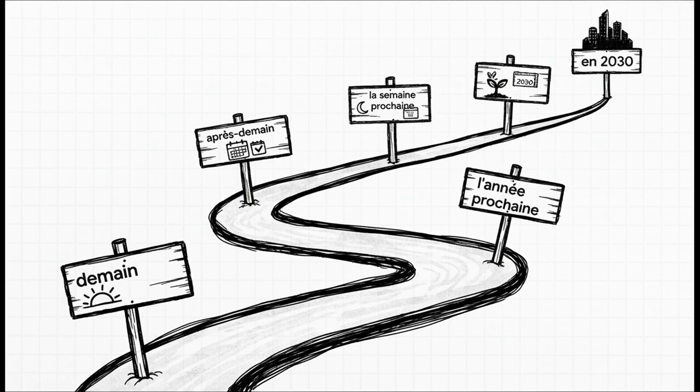So, how do you even know when to use it? Well, you want to look for these little trigger words. When you see words like demain for tomorrow, or la semaine prochaine for next week, or even a future date like en 2030, that's your signal. Think of them like little signposts pointing you toward the future tense.